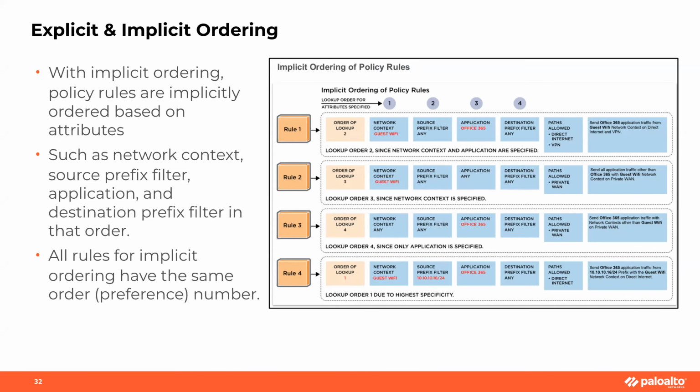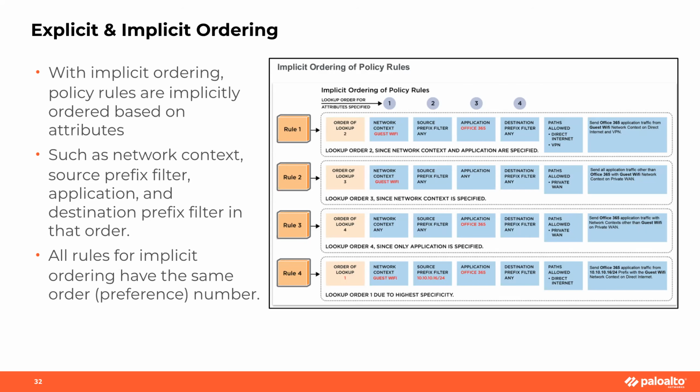So there are different match criteria for the policy rules. As I said, we have a network context, a prefix filter, an application, and a destination prefix filter, and we'll use a combination of these to determine which rule the traffic is going to match. Essentially, the rule that has the most match criteria for the traffic that we're looking at will be applied to it, if the rules all have the same ordering number.